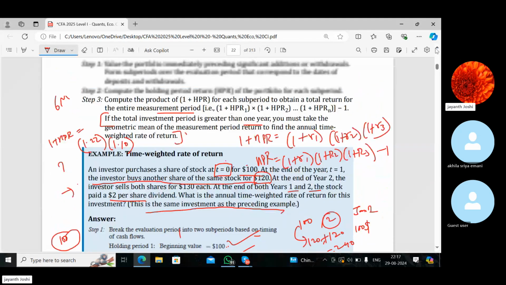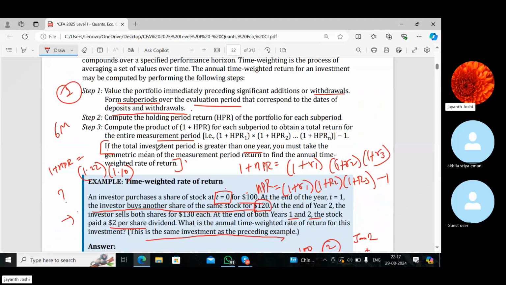This line you have to focus. Consider the total investment period: you made an investment at the beginning of the first year, then you bought one more stock at the end of the first year itself. Again you bought some stocks, or rather, in the second year, at the end of the second year you sold both the stocks for some amount. So your investment period here is more than 1 year. That means you're holding the investments for 2 years. So they are asking you to find the geometric mean.